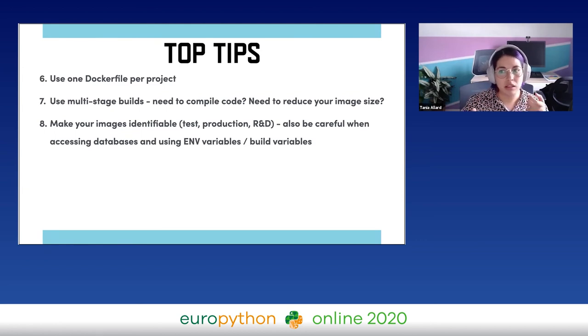Sometimes you might need to provide different environment flags or different build flags to differentiate between test, production, and research and development environments. It's because sometimes you need access to different databases, and you sometimes need different ingress or different egress rules. So make sure that all your images are identifiable. Make sure that you are providing the right variables. And do not reinvent the wheel.